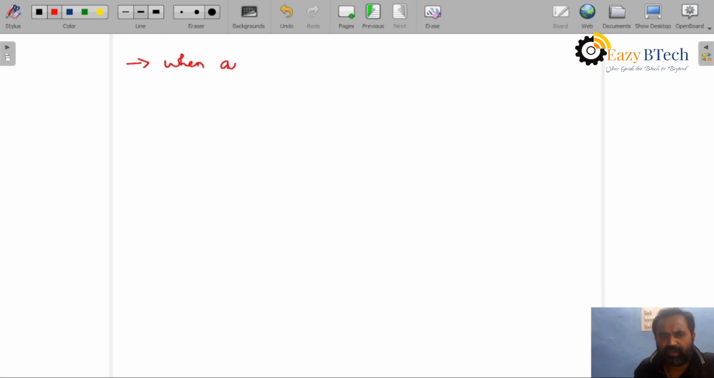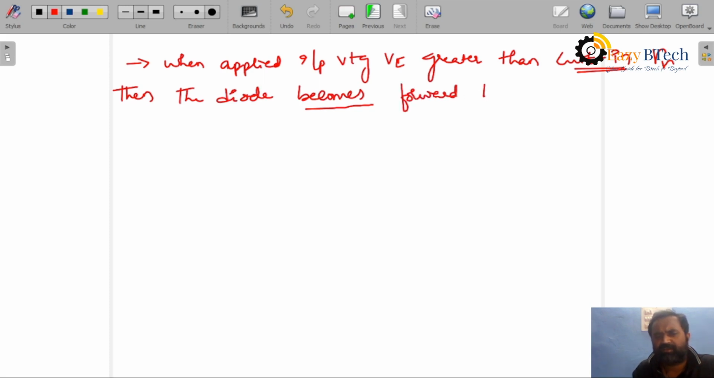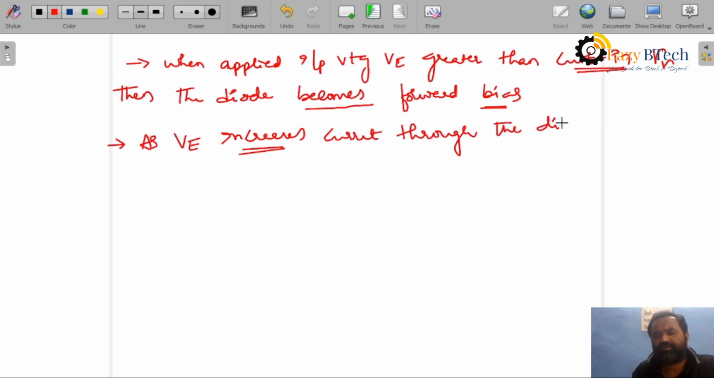When the applied input voltage VE is greater than the cut-in voltage, then the diode becomes forward biased. Okay, as VE increases, what happens? As VE increases, the current through the diode also increases. Okay. Next.